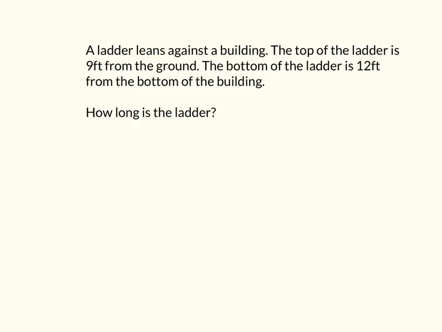All right. A ladder leans against a building. The top of the ladder is 9 feet from the ground. The bottom of the ladder is 12 feet from the bottom of the building. How long is the ladder? Let's draw a picture. Let's see. If you think you can draw a picture, you can pause it and try. If you don't think you can, let's do it together.